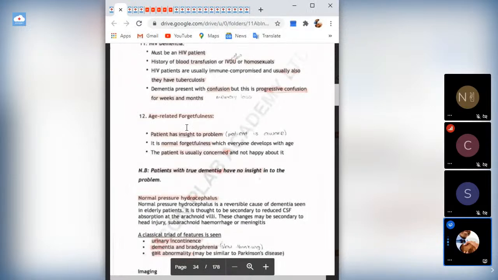So there's normal age-related forgetfulness, all right? That one is not a pathology, it's physiological. It's bound to happen. The person gets older, they start forgetting one or two things. Okay, patient has insight to the problem. That's where this differs from a dementia. All right, so patient with dementia has no insight, and the meaning of insight is when you know that you have a problem.